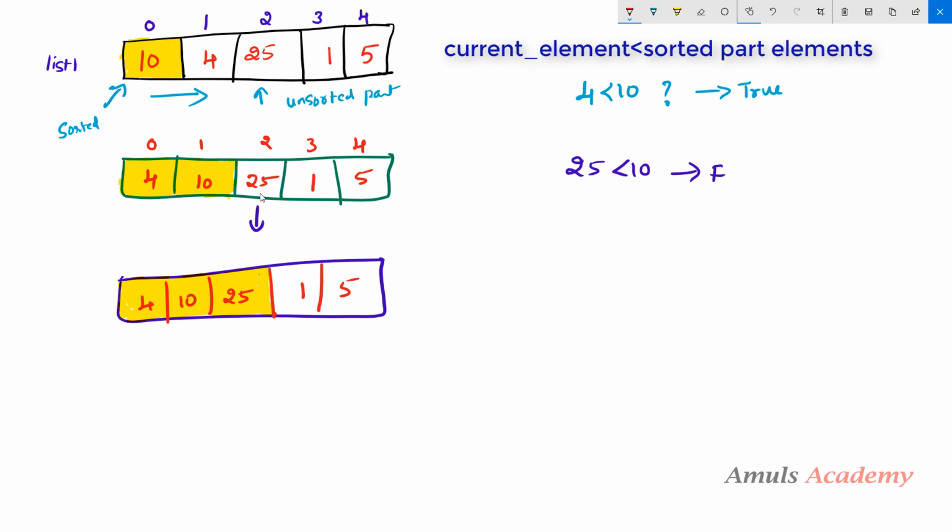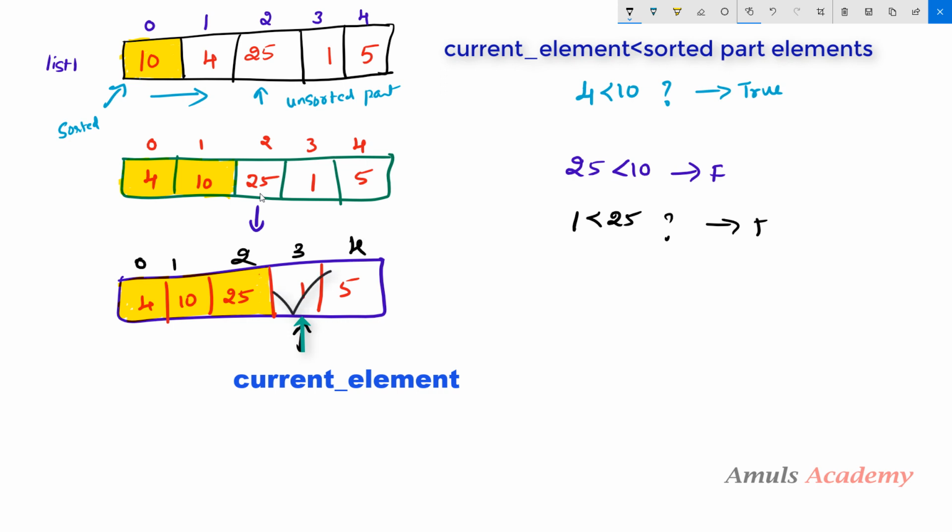Now we'll move to the next element in the unsorted part, that is 1. So I'll check whether 1 is less than 25. True, right? 1 is less than 25. If it is true, then what I need to do? I need to move 25 here in this index. So here 25 is present in the second index. So now I got an element which is less than that. So I need to move this 25 right side. Okay, so 25 will come here.